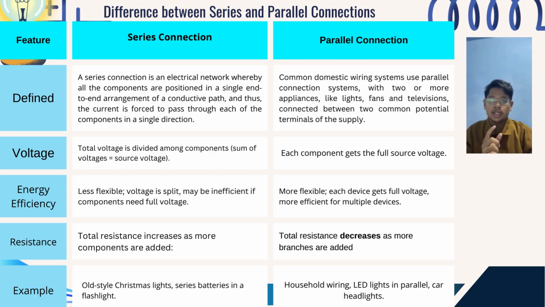A series connection is a component electrical network whereby all the components are positioned in a single end-to-end arrangement. A parallel connection is about a wiring system with two or more appliances.